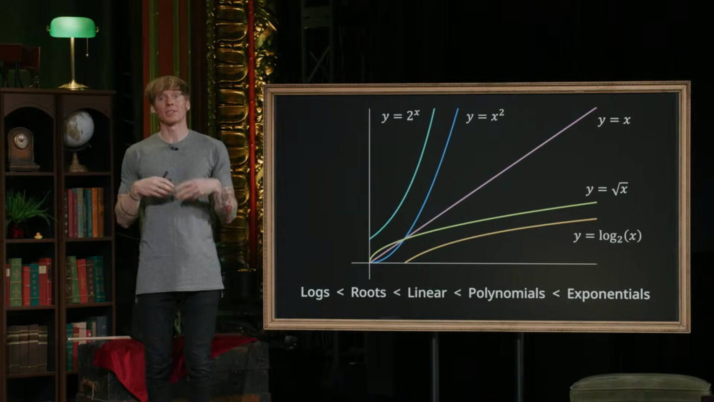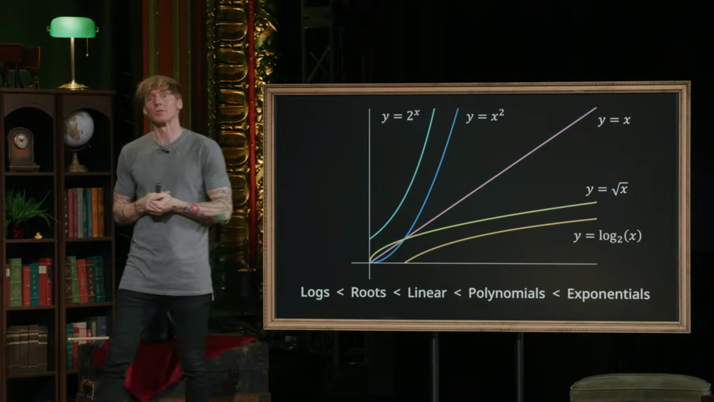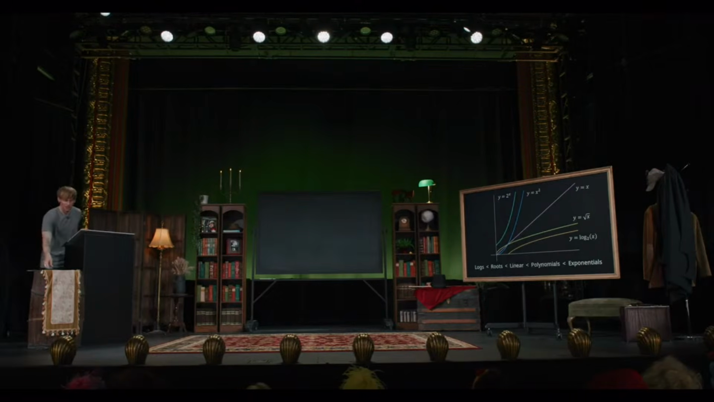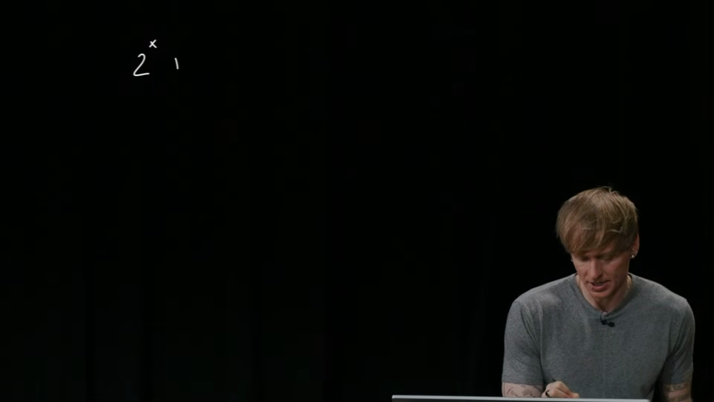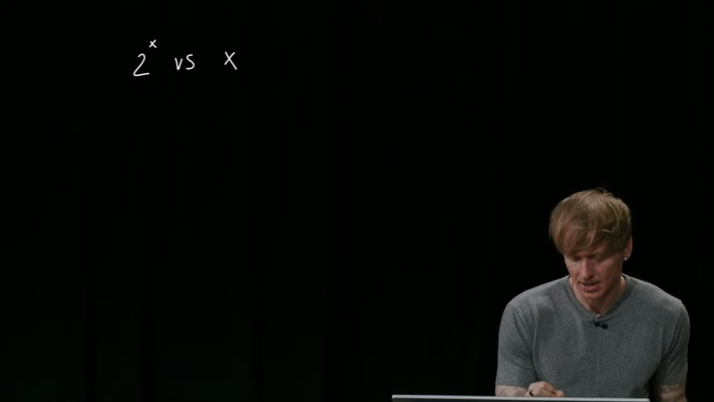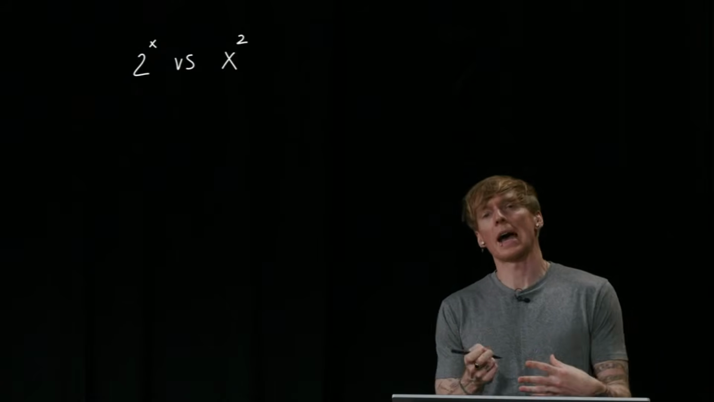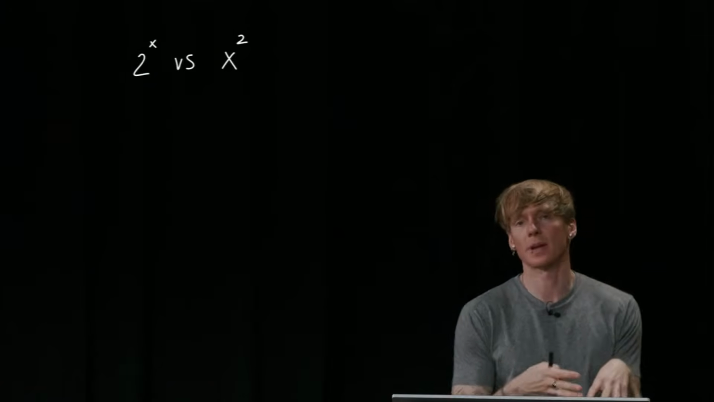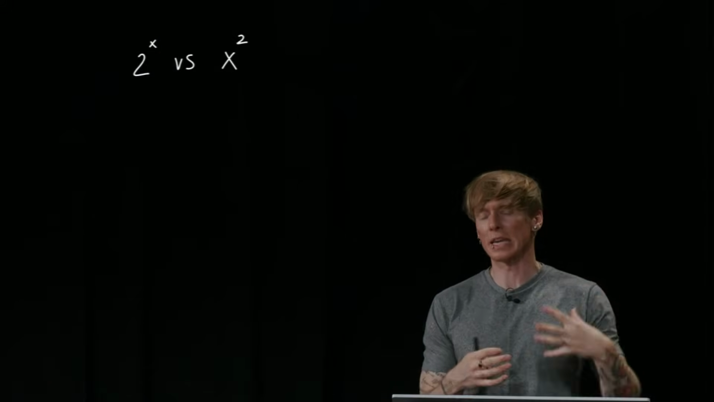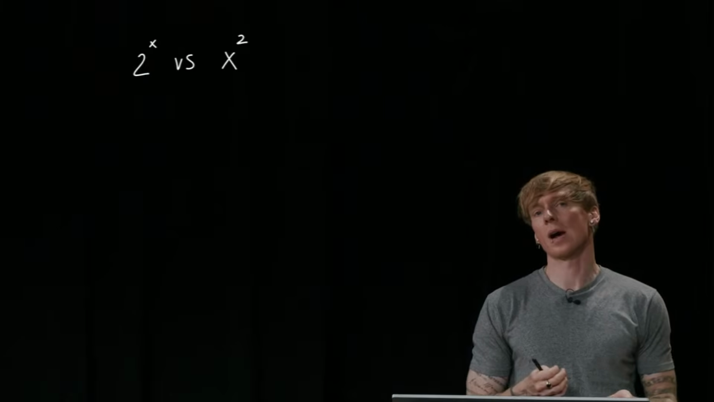So now we have an idea about how to compare functions. Let's look at some examples over on the board. Suppose we are comparing two types of function. Let's say the first one is 2 to the x, and we're interested in 2 to the x versus a different function, let's say x squared. We know that as x increases, the exponential function 2 to the x increases as well. That will go all the way to infinity as we keep increasing x. And so will x squared.